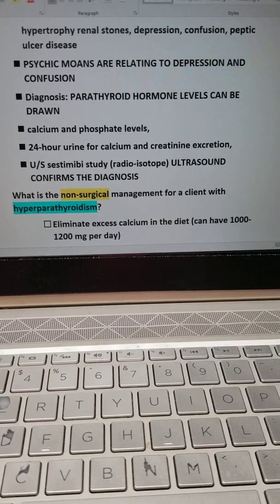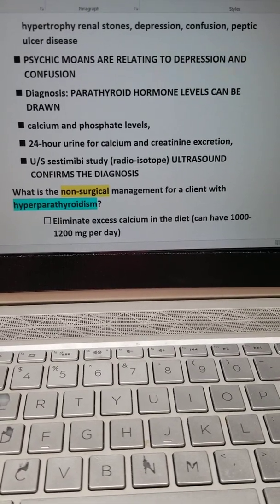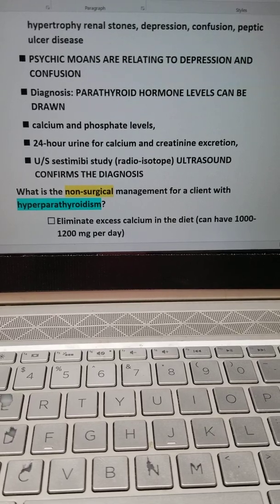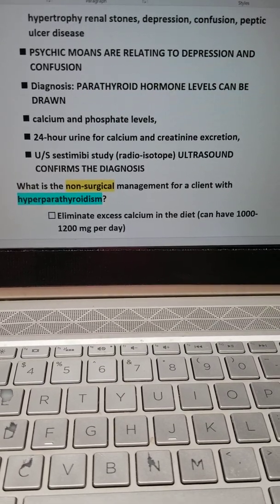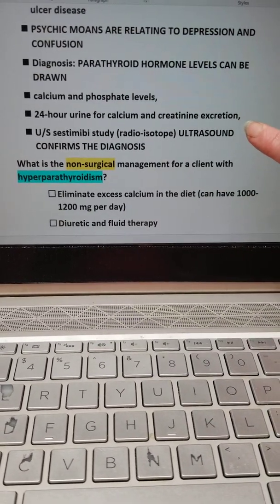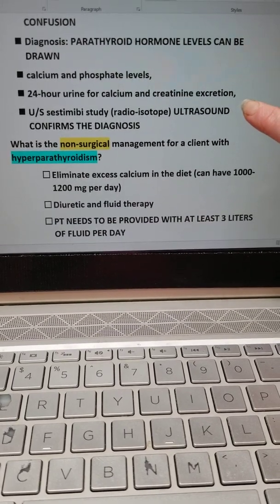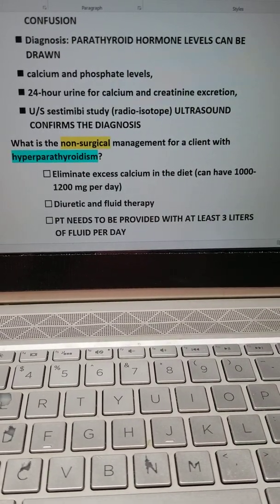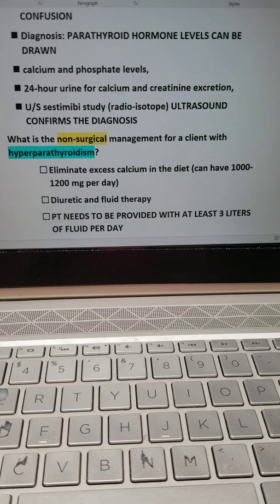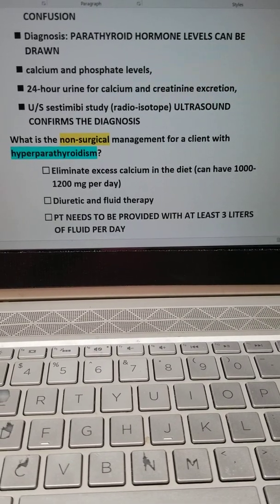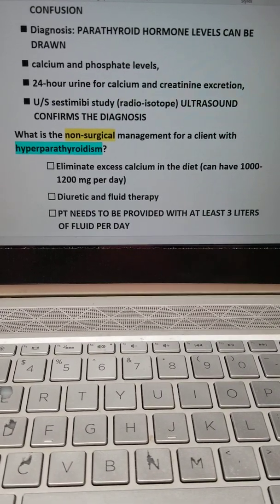Diagnosis: parathyroid hormone levels can be drawn. Calcium and phosphate levels can be drawn with the lab work, and 24-hour urine for calcium and creatinine excretion. Ultrasound, sestamibi study, or radioisotope scan confirms the diagnosis.